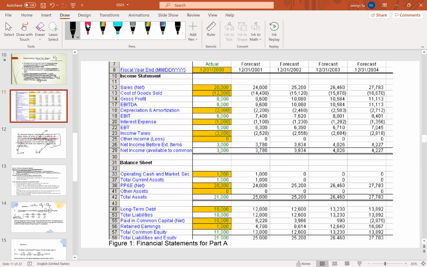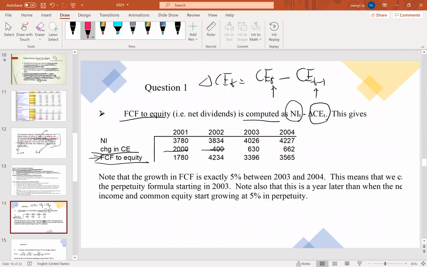How to solve the change in common equities? You can see here we have the total common equities. This year, 2001, is 13,000. Last year is 11,000. The difference is 13,000 minus 11,000, equal to 2,000. That's where the number 2,000 here comes from.